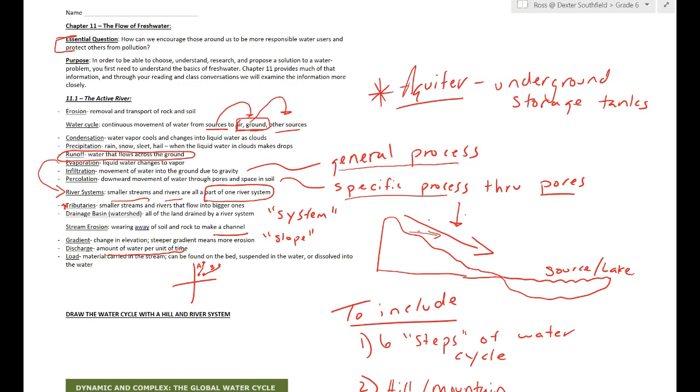So the point is that we need to know both about the gradient as well as the discharge. So both about the slope as well as how much water. These two things determine the load. So they determine how much material, how much eroded stuff gets carried out by the stream. So that could be found on the bed of the river, that could be found suspended in the water, dissolved in the water, or carried all the way downstream into a source.